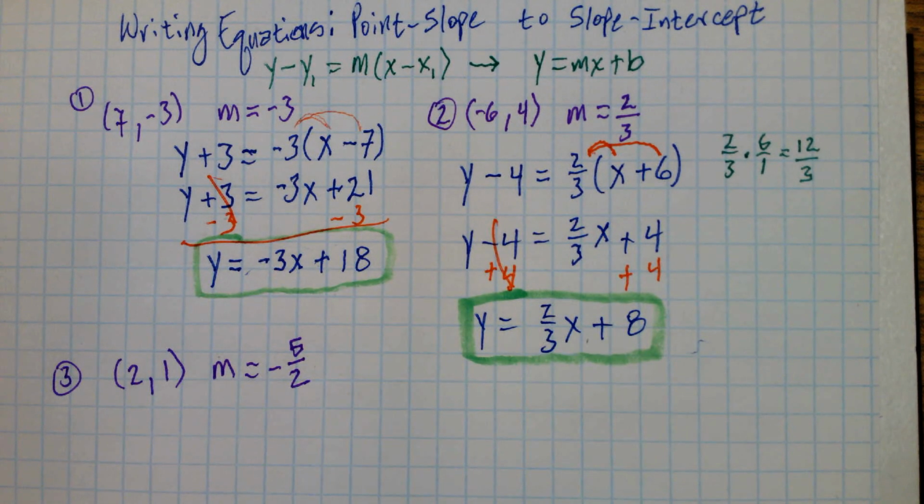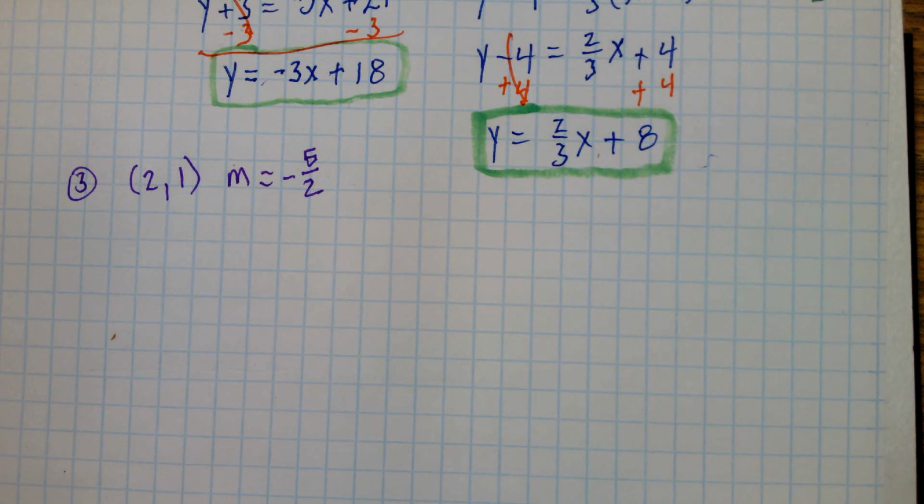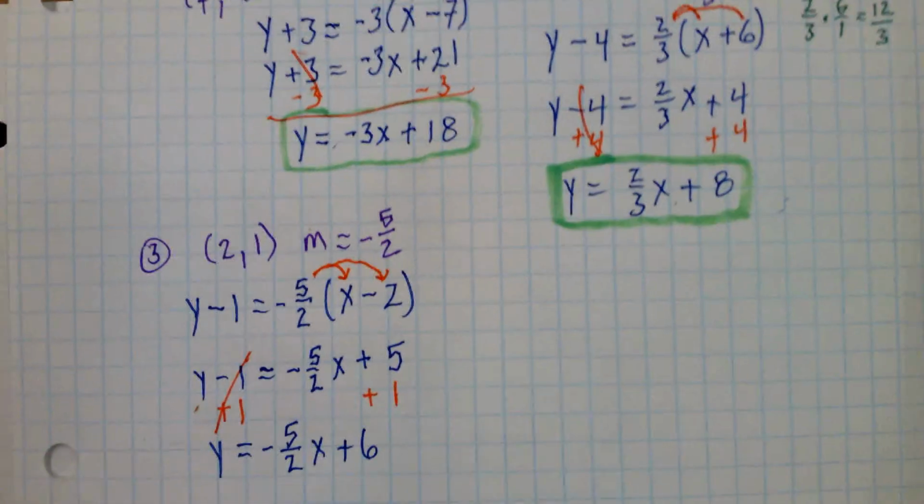Okay, so give this a try. Try it on your own. Check with your table partner. 2, 1, and the slope is -5/2. I'll give you some time to work on it. Okay. Well, maybe I made a mistake, but we'll see.